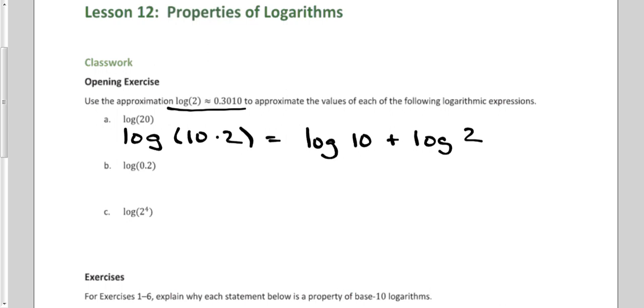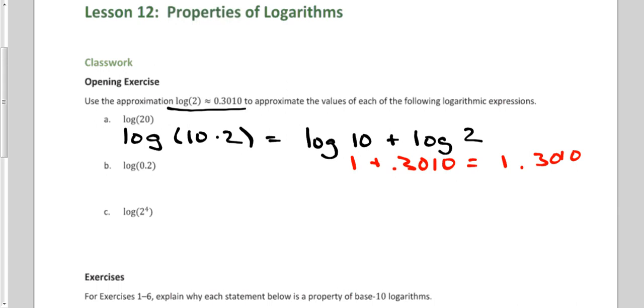Yeah. What's log 10? What's log base 10 of 10? Log roll, ladies and gentlemen. 10 to what power gets me 10? 1. So 10 to the 1 gets me 10. So this is 1. And then I was given log of 2, which is 0.3010. And this equals 1.3010. Yes, yes?